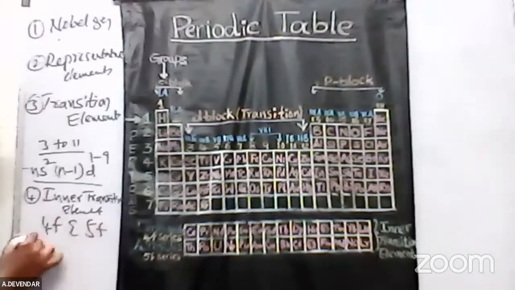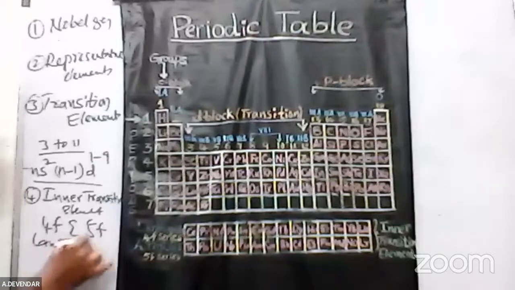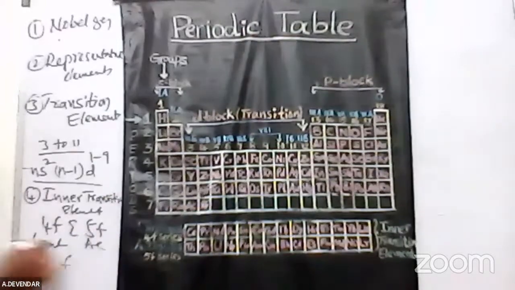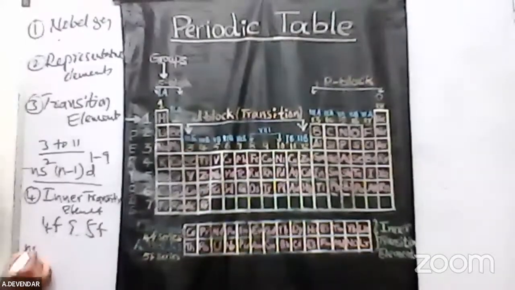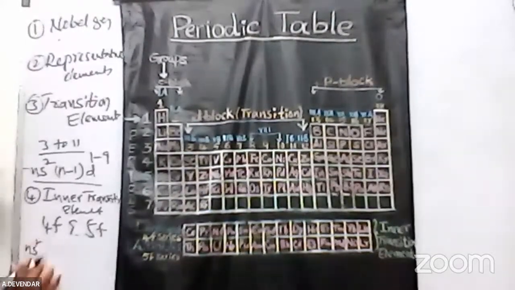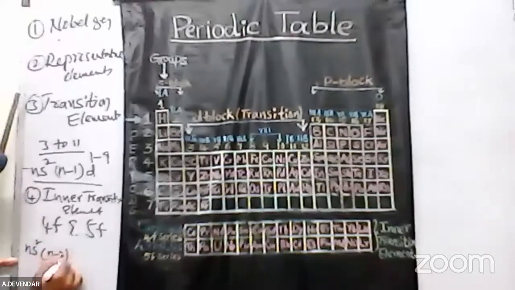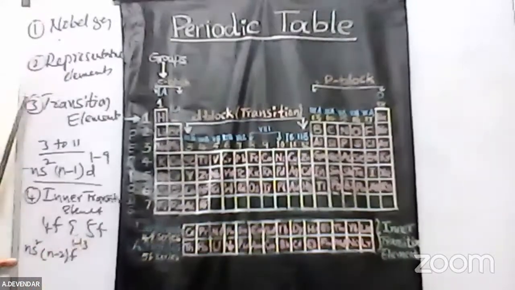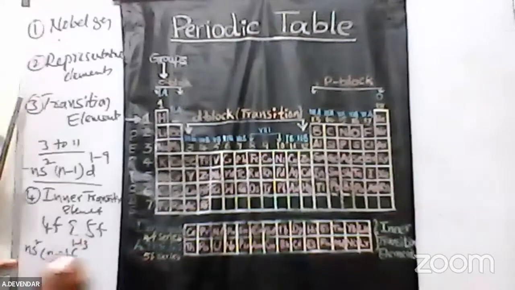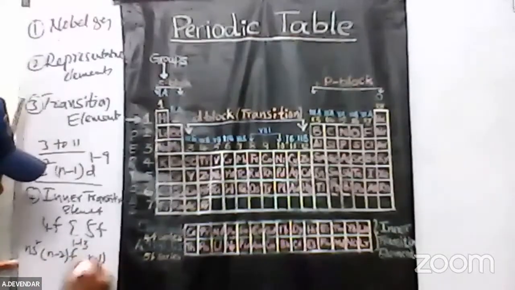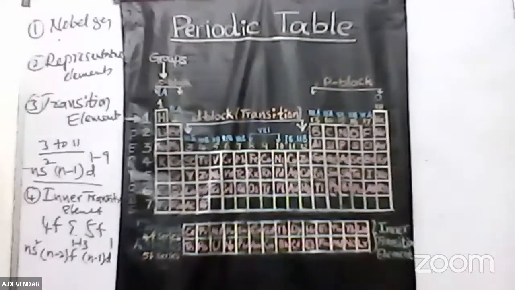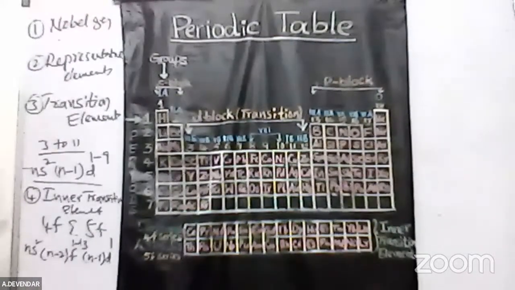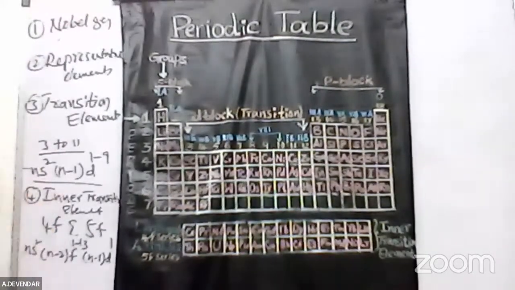That means lanthanides and actinides are called F block elements. What is the general electronic configuration? If you see the 4f and 5f series, this is nothing but ns2, (n-2)f1 to 14 only, and (n-1)d1 only, not any other, one only. This is the general electronic configuration of inner transition elements.